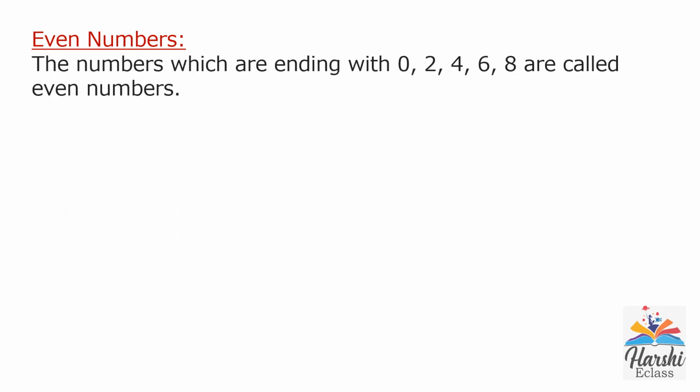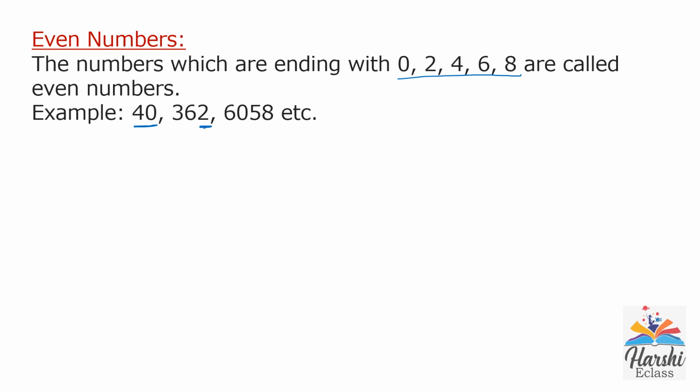What are even numbers? Numbers which are ending with 0, 2, 4, 6, 8 are called even numbers. That means the numbers which have 0, 2, 4, 6, 8 in their ones place are called even numbers. Those are completely divisible by 2. All the even numbers are completely divisible by 2. For example, 40: 2 twenties are 40. It is ending with 0. It is completely divisible by 2.